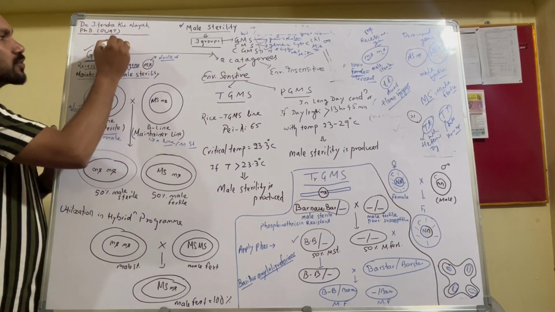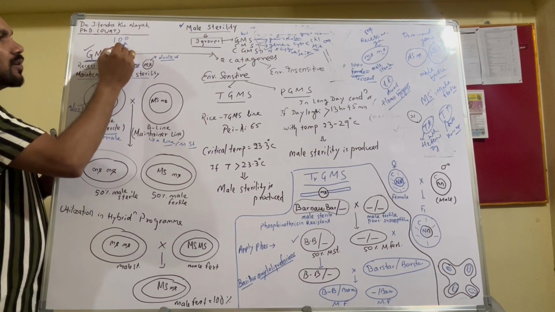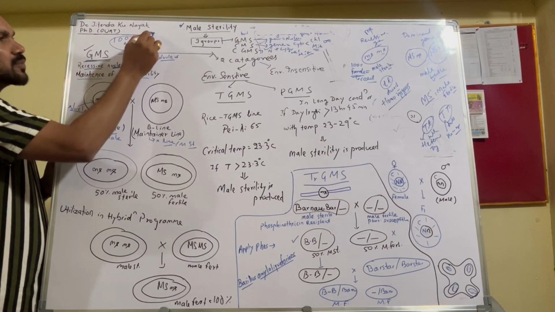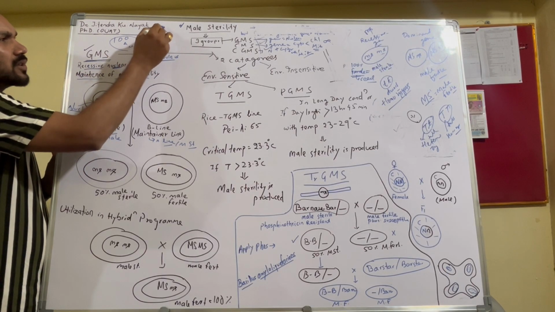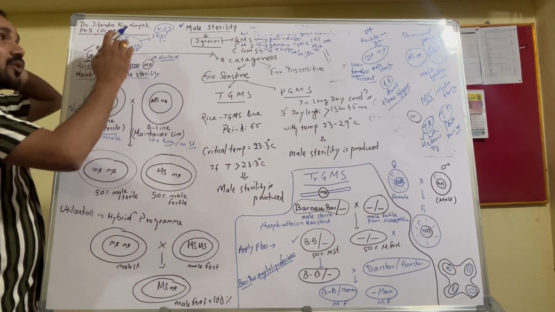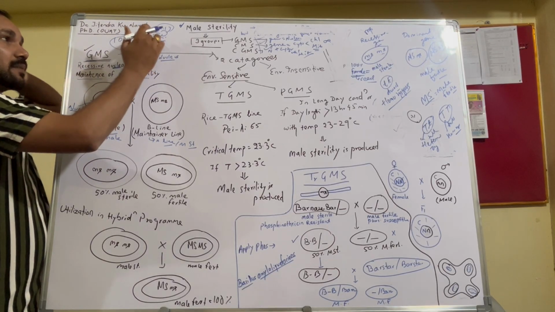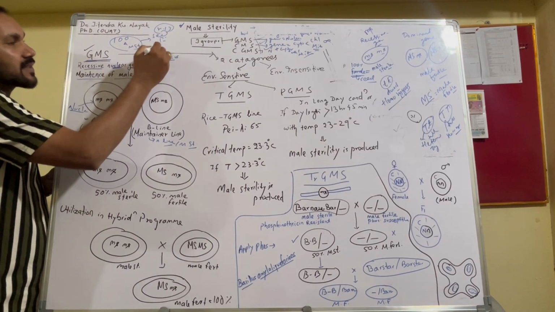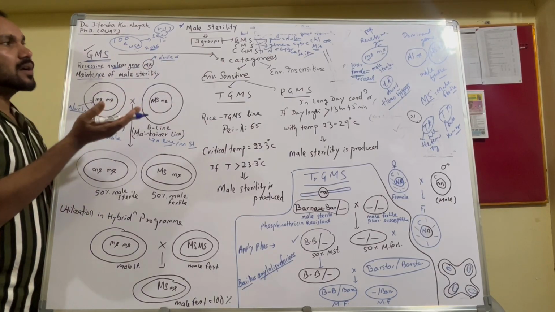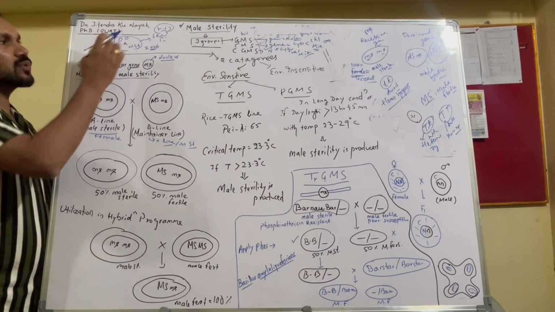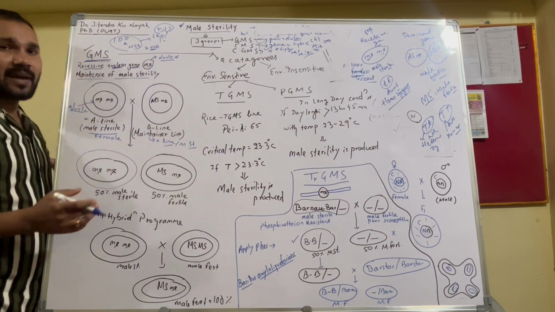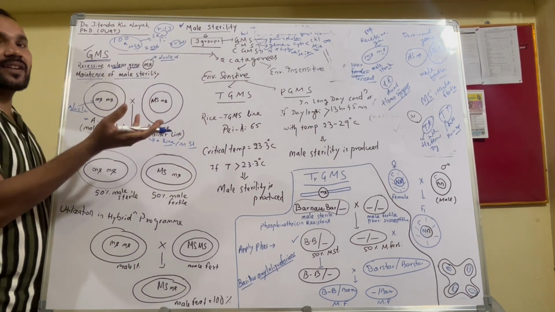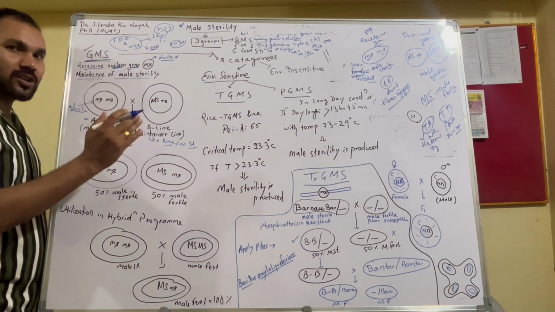Suppose we have 100 A line plants, the male sterile line, and all 100 female plants are used for hybrid seed production. Suppose this is 2026, and in 2026 I have 100 male sterile plants and I use all of these male sterile or female plants for hybrid seed production. Then in 2027, from where will I get the male sterile line? That is why we have to maintain the stock of the A line.